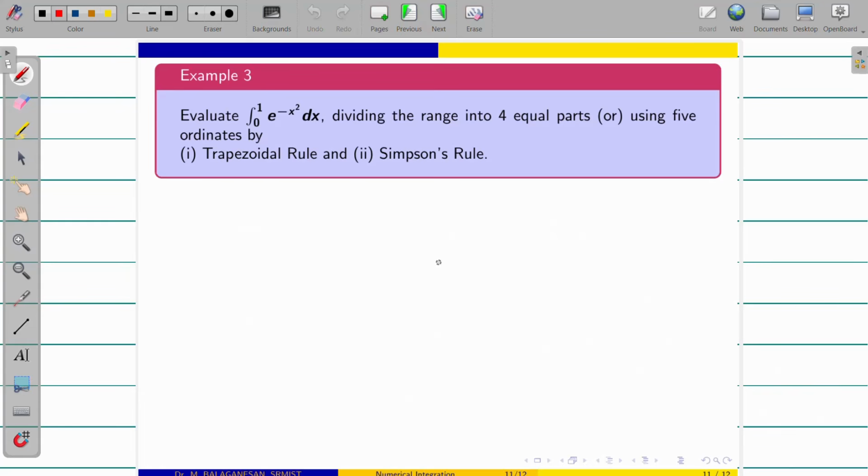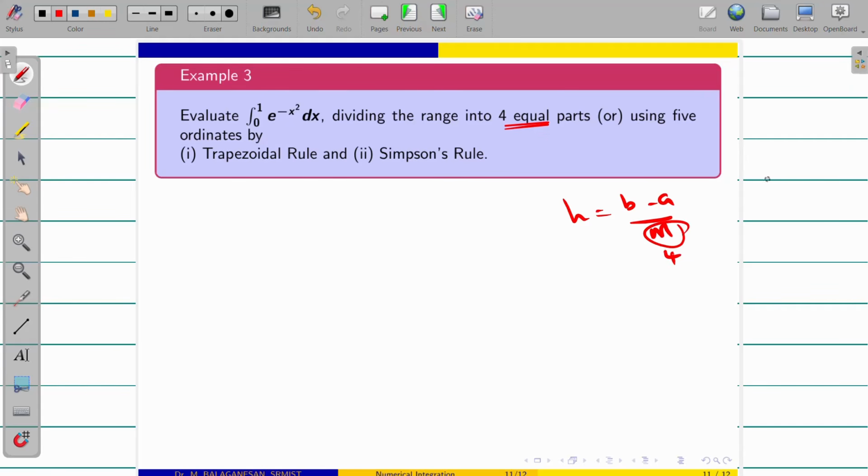Now, one more additional problem I have given here. Divide into 4 equal parts. So then what about the h value? h is b minus a divided by n. This is the formula. So what is the n value here? It is 4.